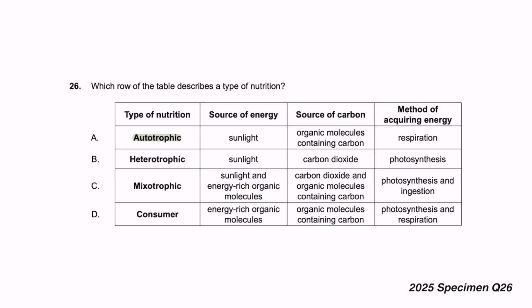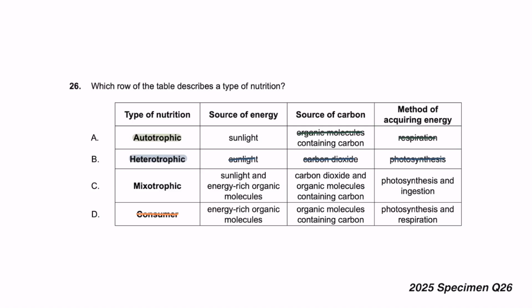In autotrophic nutrition, the source of carbon is inorganic carbon dioxide, and photosynthesis, instead of respiration, is the method to acquire energy. In heterotrophic nutrition, the source of energy and carbon comes from organic matter. Respiration, not photosynthesis, is the method to acquire energy in heterotrophs.